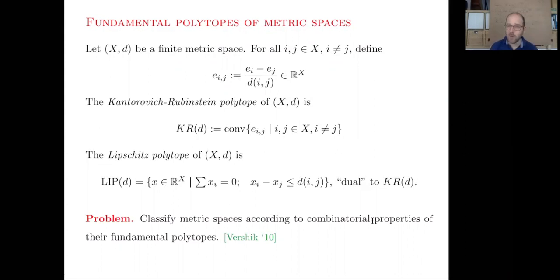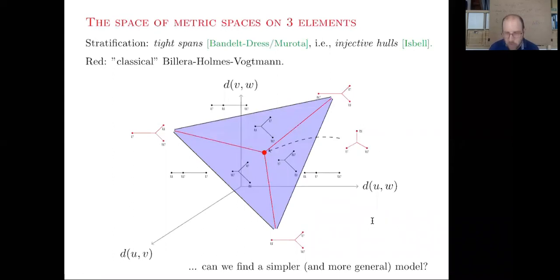The question that was asked by Vershik in 2010 was, can you classify metric spaces according to combinatorial properties of their fundamental polytopes? So what do I mean by classify metric spaces? Well, let's go back and look at the space of metric spaces according to the shape of the graph.